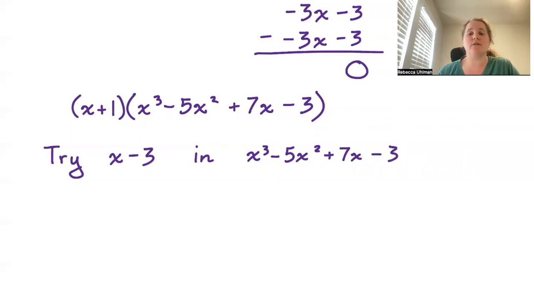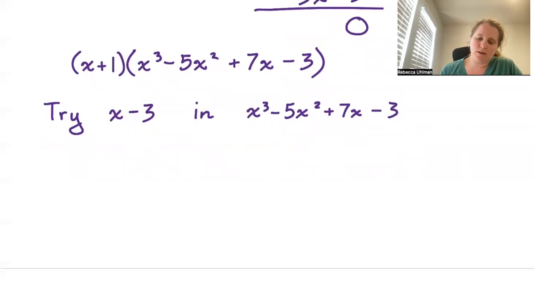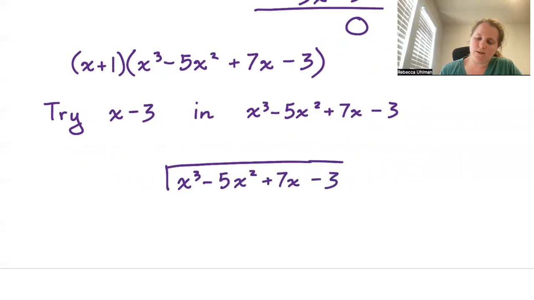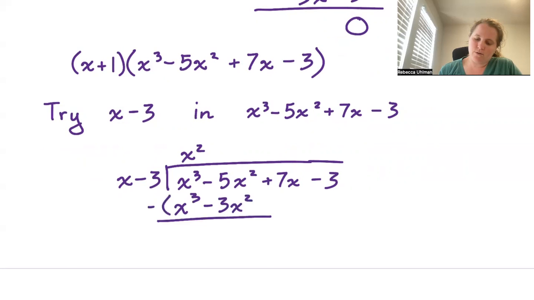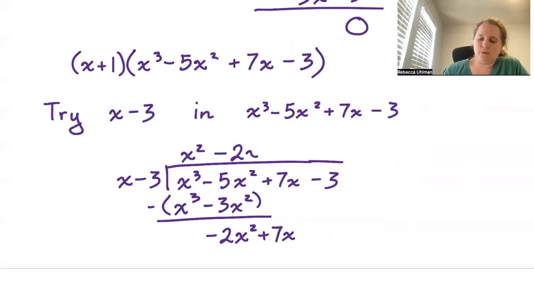At this point, we no longer need to try in the large polynomial. If we try this, we have x cubed minus 5x squared plus 7x minus 3 inside. Divide by x minus 3. So we would have x squared. That becomes, once we multiply, x cubed minus 3x squared. Do our subtraction, you wind up with negative 2x squared plus 7x. X goes into negative 2x squared, negative 2x times. So we have negative 2x squared plus 6x.